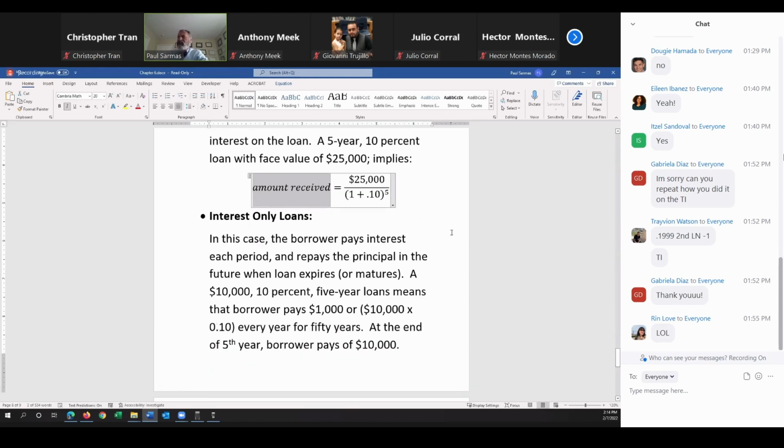Another loan is called an interest-only loan, which means you borrow money for a period of time, you pay interest during that period, and at the end, you pay the principal. So if you borrow $10,000 at 10% for 5 years, 10% of 10,000 is 1,000. You pay 1,000 every year for 5 years. You only pay interest, you don't pay the principal. After 5 years, you will pay the principal, $10,000.